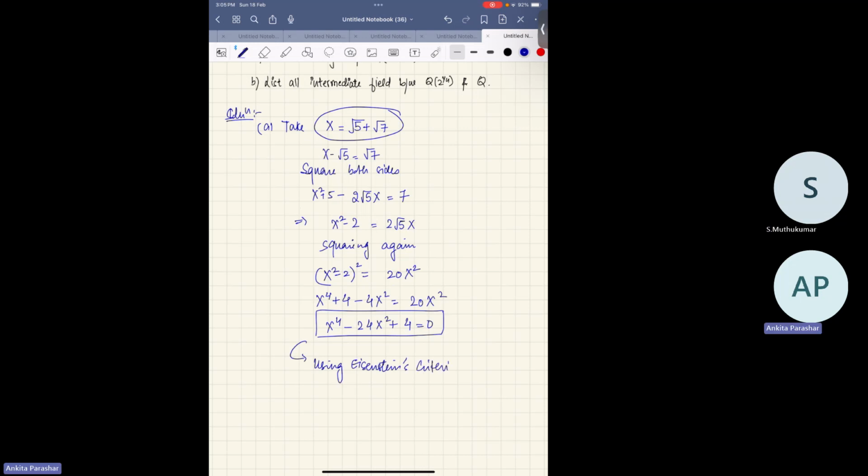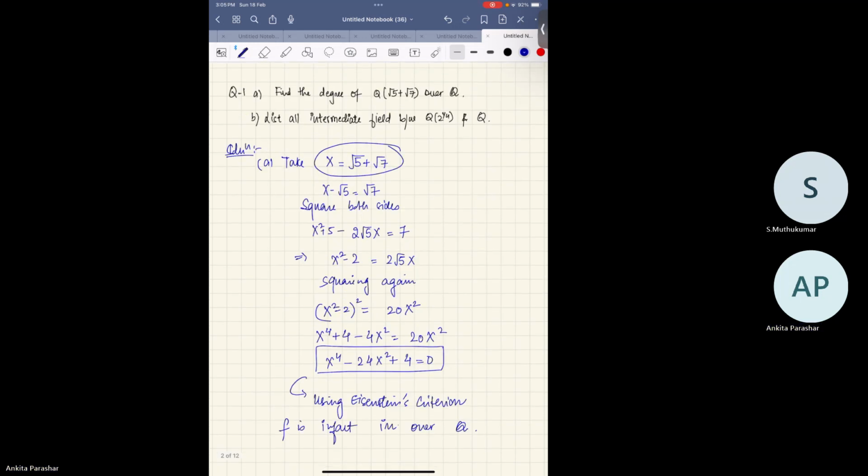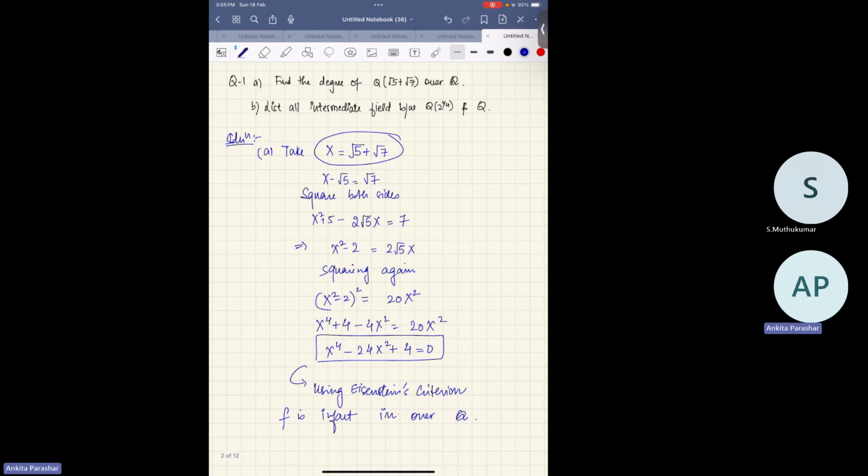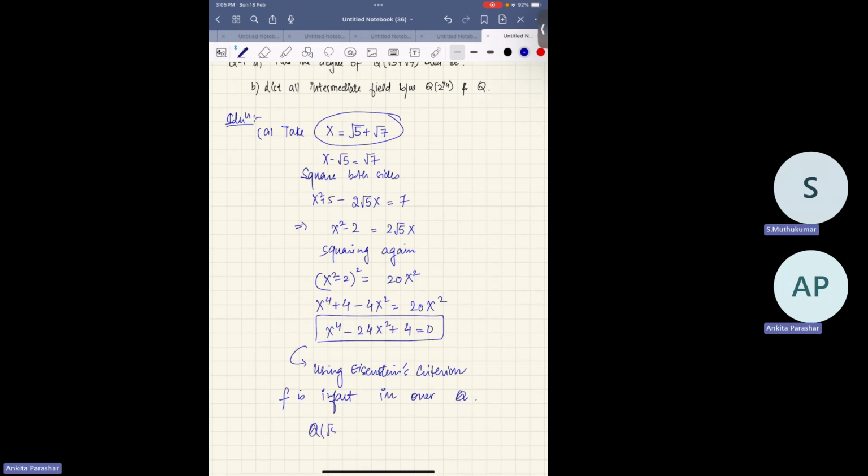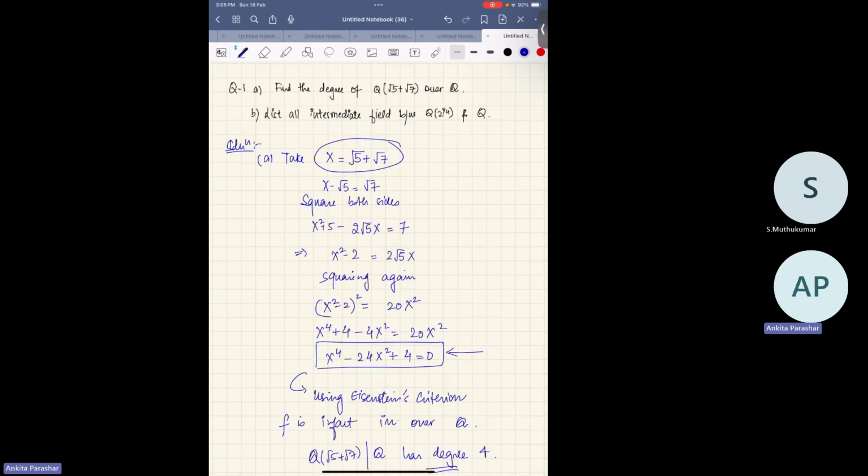one can check that this f is in fact irreducible over Q. And as you can see, what is the degree of this polynomial? Fourth degree, it's 4, right? So clearly the degree of the extension Q(root 5 plus root 7) over Q is 4, because we have just adjoined one root, which is the root of this irreducible polynomial, therefore it has degree 4.